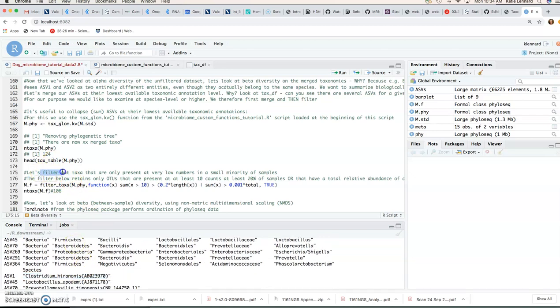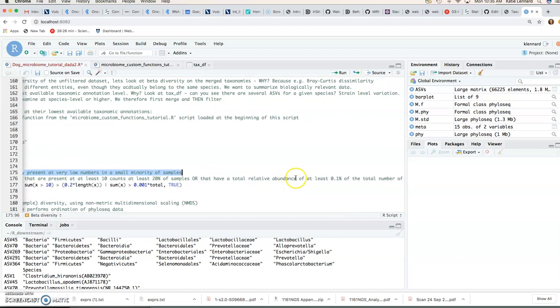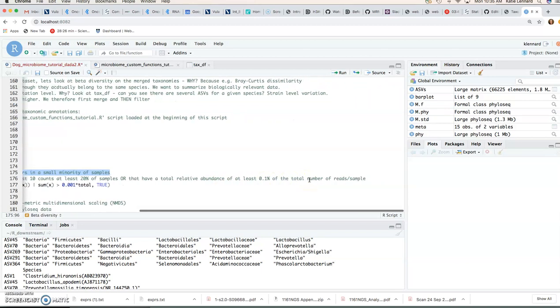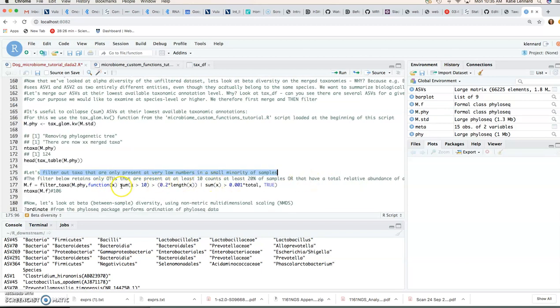So the next thing we want to do is to filter out taxa that are only present in a very low number of our samples. So in this case, we're going to filter OTUs that are present, so we want them to have at least 10 counts and at least 20% of samples, or we want them to have total relative abundance of at least 0.1% of the total number of reads. So that just eliminates spurious ASVs that maybe is present in one sample at low numbers, and we're not really interested in looking at those downstream.